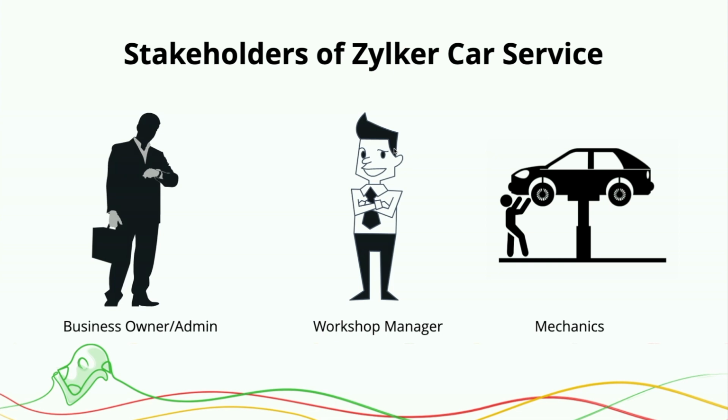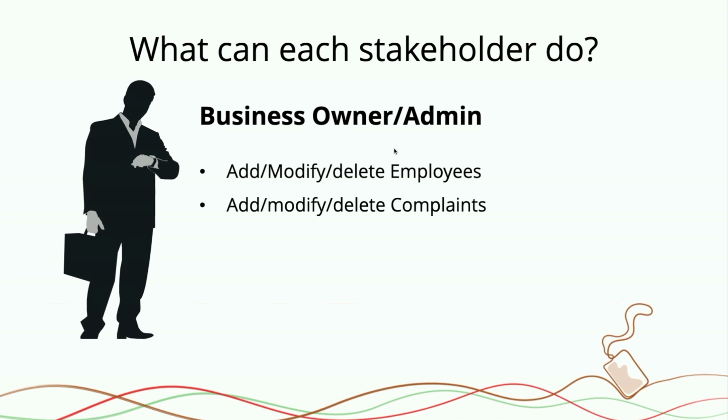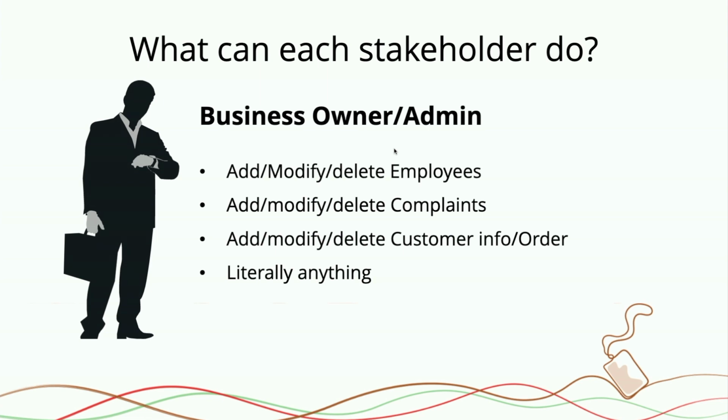We'll start with the business owner. He is the administrator, so he should be able to do anything within the application. Add, remove employees, add or remove customers, add or remove order information, whatever, literally anything. He should be able to delete the application if that is needed as well. So he has complete access over the database, over the application, over the account, everything.